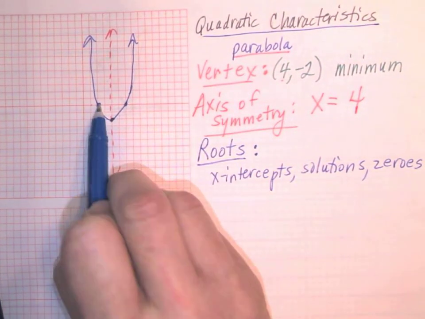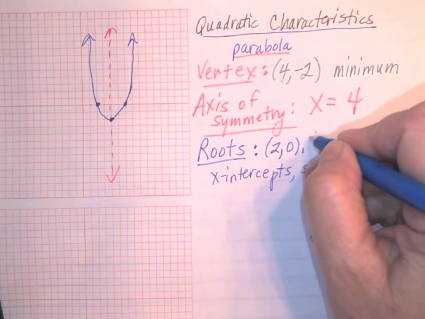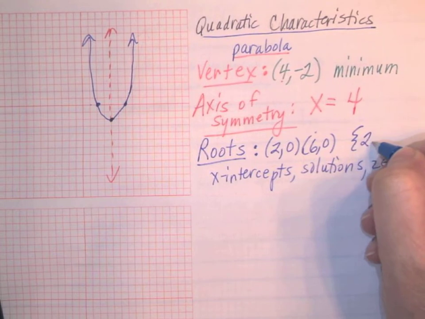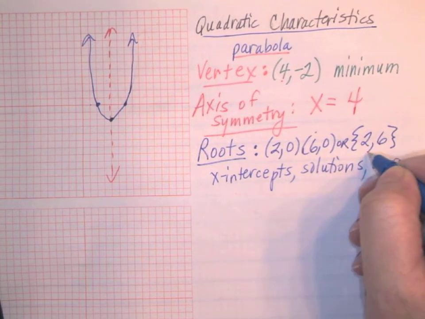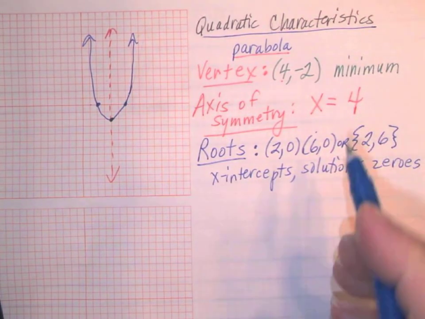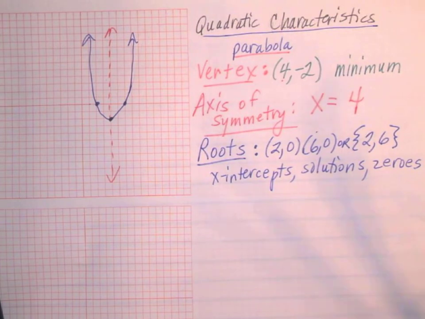I see 2 points here and here. That would be (2, 0) and (6, 0). I also could write them in set notation with brackets, {2, 6}. But don't put this in parentheses or it looks like the point (2, 6). So here are your 2 ways to write your roots, your x-intercepts, your solutions, or zeros. Those all mean the same thing.